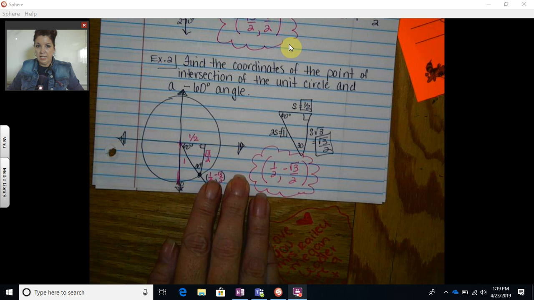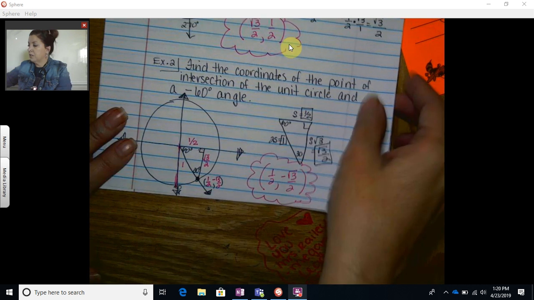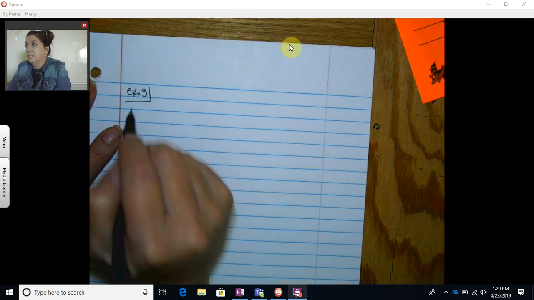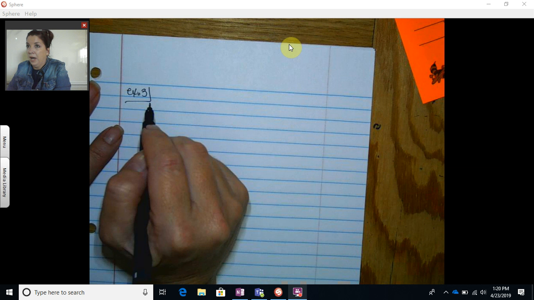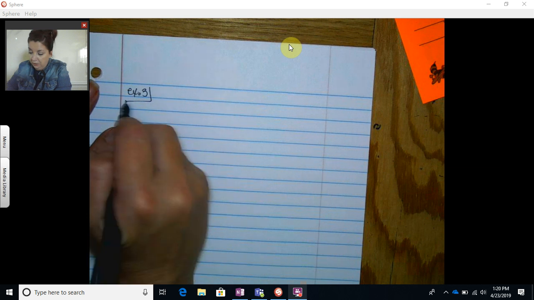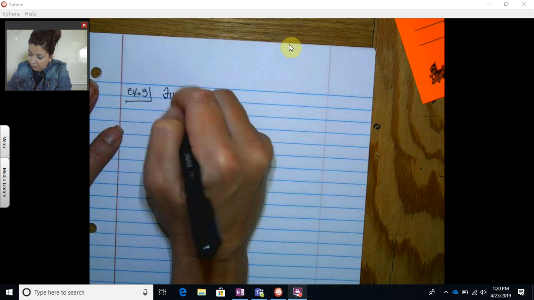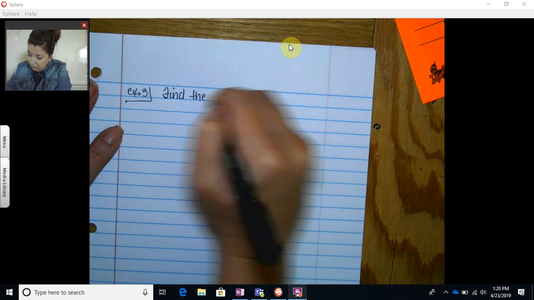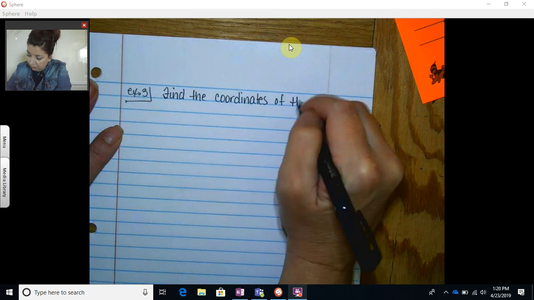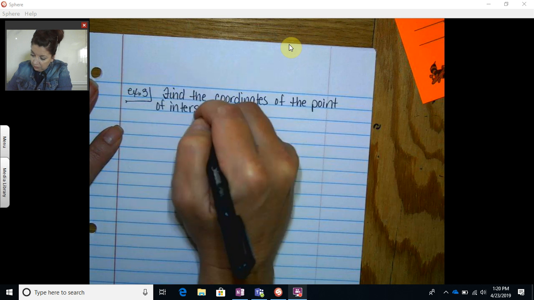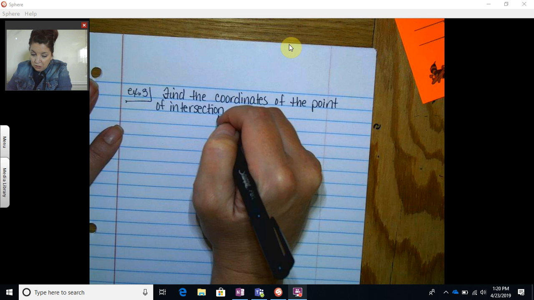All right, example 3. Again, if you need my notes afterwards, you're welcome to come get them. And trust me, the more practice you want on this, because to get through trigonometry, you have to get this down and know exactly what you're doing. So the more practice that we have, the better. Find the coordinates of the point of intersection of the unit circle and a 45-degree angle.